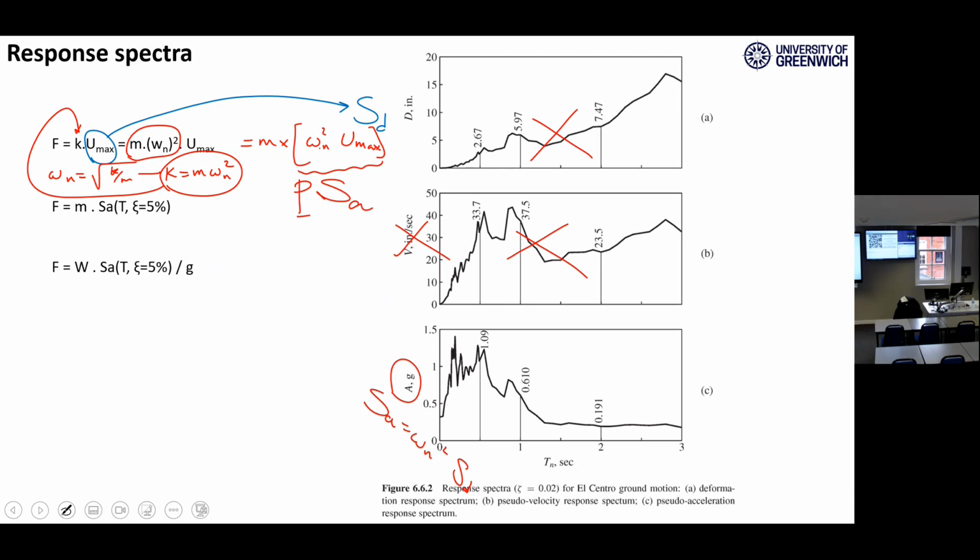The reason that I don't like to work with spectral deformation and I like to work with spectral acceleration is that when you want to design your structure, it's very easy. If you have your spectral acceleration, you just multiply it by the mass and come up with your force.